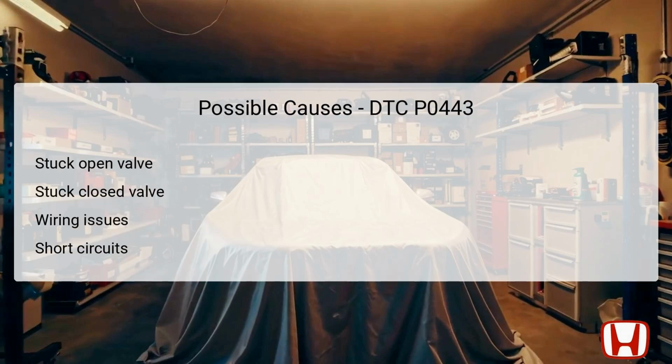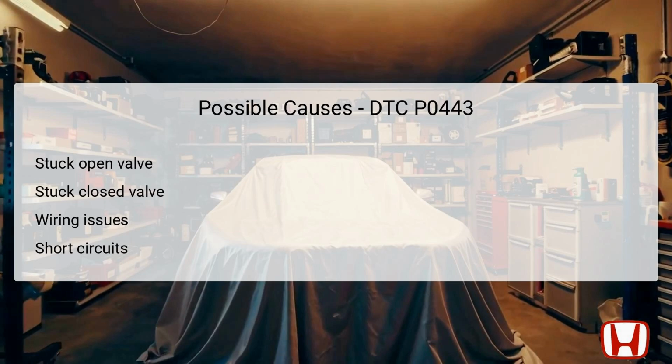Several issues could be behind the emergence of DTC P0443. A stuck open EVAP canister purge valve will prevent fuel vapors from entering the engine, possibly leading to performance issues. Alternatively, if the valve is stuck closed, this could result in excessive pressure buildup within the EVAP system, potentially causing fuel vapor leaks. Wiring issues can also create faults in the circuit.